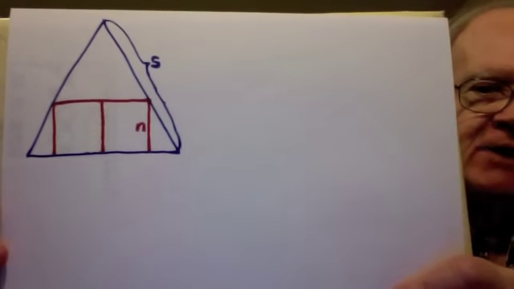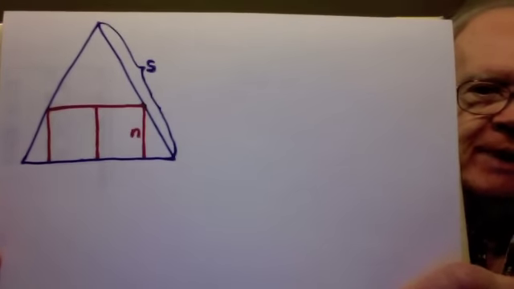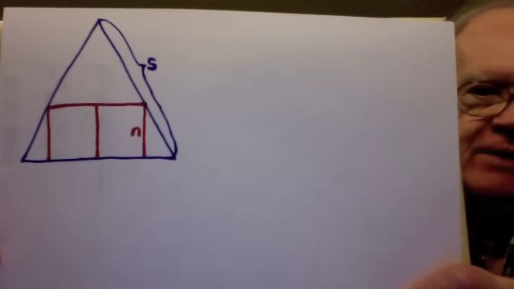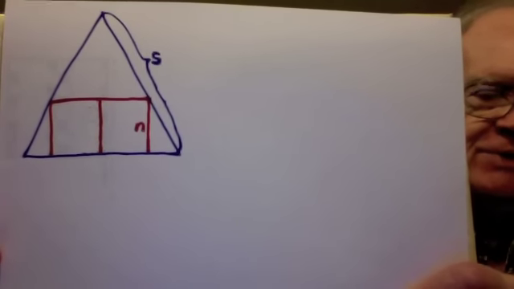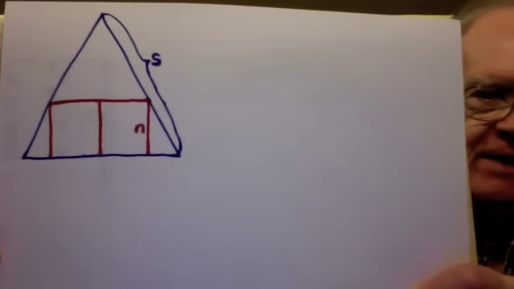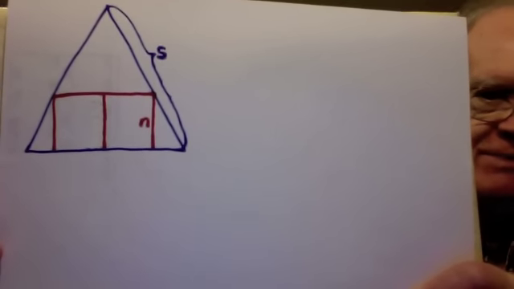This is a solution video for my math challenge, Triangle and Squares. In that challenge we have an equilateral triangle, meaning all three sides are the same length. Each side is length S, and inscribed in it are these two squares, each with side length N. And I had two questions.